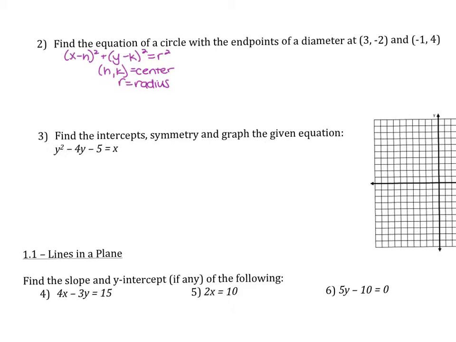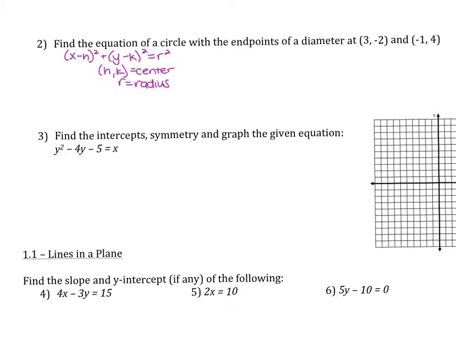And then you had options for figuring out the rest of it. What's one way I could find the radius? Good. Find the distance between the two endpoints and then divide it by 2. What's another way? Plug in one of those points with the center and find r.